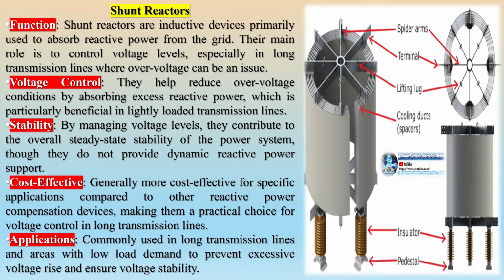During operation, the synchronous condenser's excitation system is adjusted to either absorb or generate reactive power as needed. When the system voltage is low, the condenser generates reactive power to boost the voltage. Conversely, when the system voltage is high, it absorbs reactive power to lower the voltage.